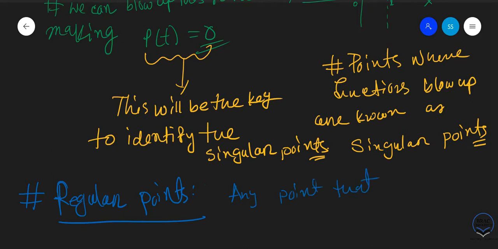Obviously your function has to be defined on that point. Let's say you are taking some point and that point lies outside the interval on which the function is defined. That really doesn't count because the function itself is not defined there, so you cannot comment anything. So this means any point that is not singular.